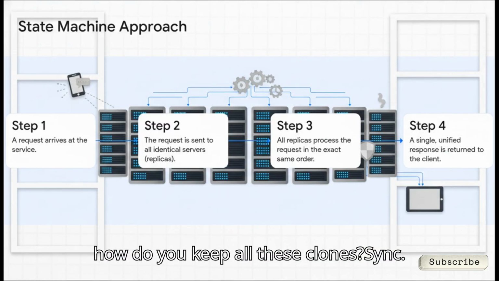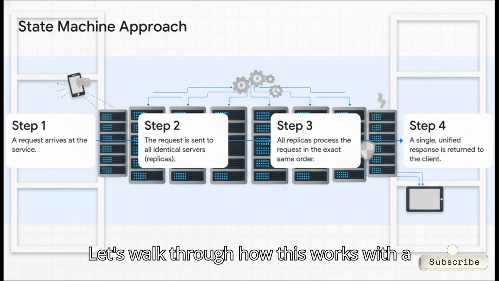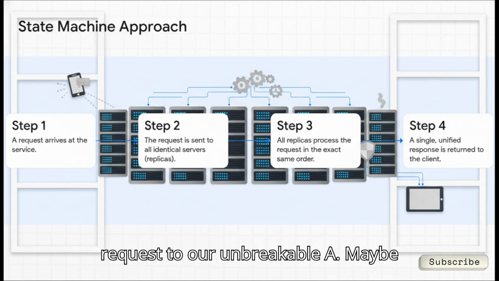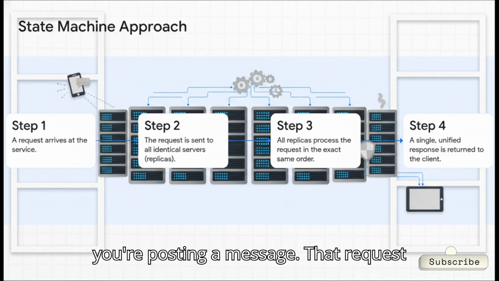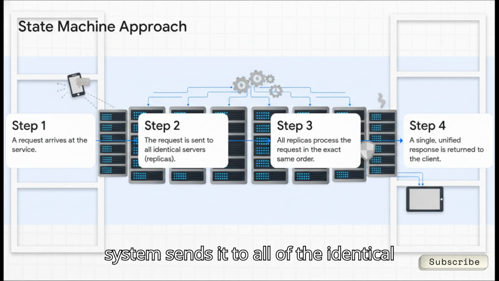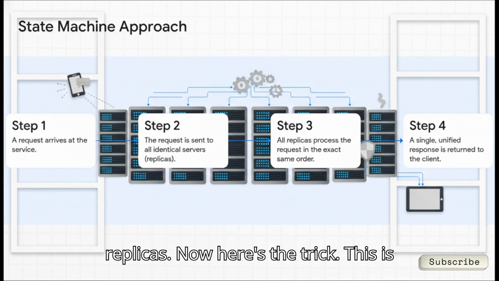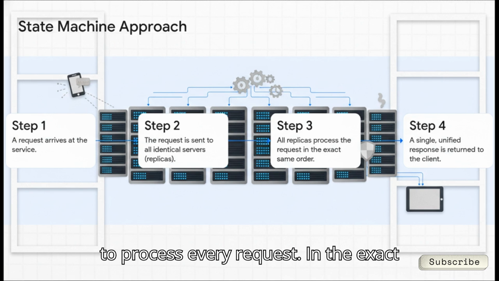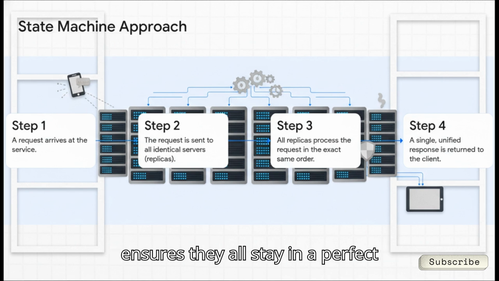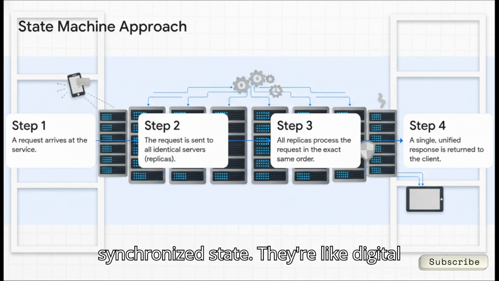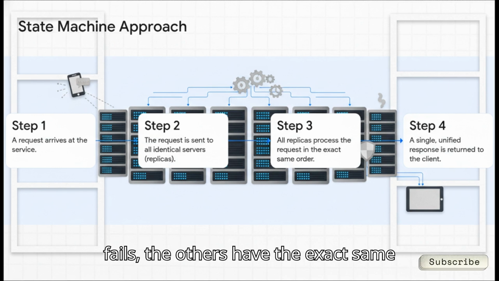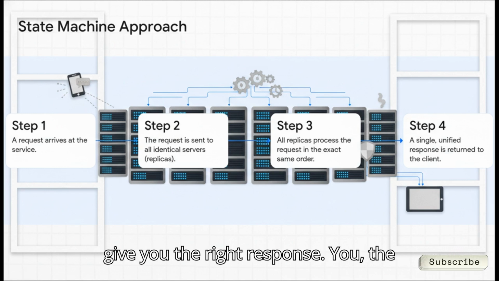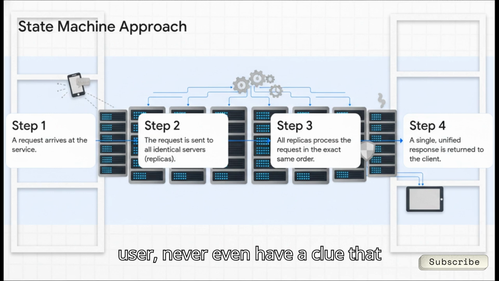But wait, how do you keep all these clones in sync? Let's walk through how this works with a really cool technique called the state machine approach. So imagine you send a request to our unbreakable app. Maybe you're posting a message. That request doesn't go to just one server. Nope. The system sends it to all of the identical replicas. Now here's the trick. This is the genius part. Every single replica has to process every request in the exact same order. This is non-negotiable. It ensures they all stay in a perfect, synchronized state. They're like digital twins. So even if one server quietly fails, the others have the exact same history, the exact same data, and they give you the right response. You, the user, never even have a clue that anything went wrong.